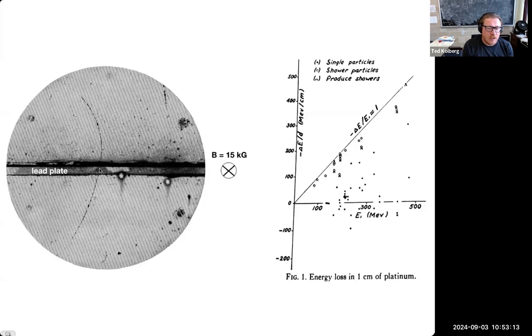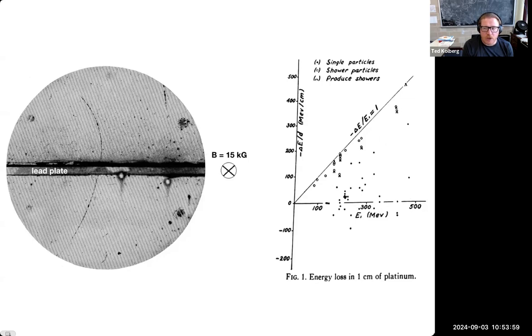So the first distinction is whether or not there's a shower present. I'll talk more about showers in a minute. But even if we ignore those shower particles for a moment, we can see a clear difference between what he calls single particles and what he calls shower particles. These shower particles, the open circles, tend to go along this line where the energy loss is very highly correlated with the energy, versus this other population, the dots that he calls single particles, where the energy loss is, first of all, much less than the open circles, but also doesn't seem to be very well correlated at all with the momentum or energy of the particles in MeV.